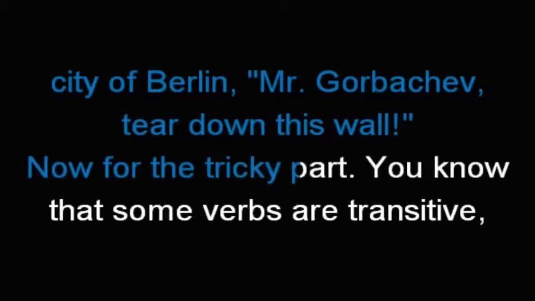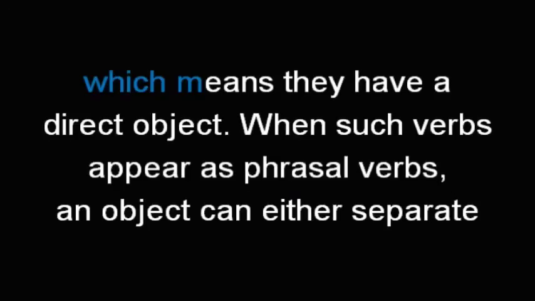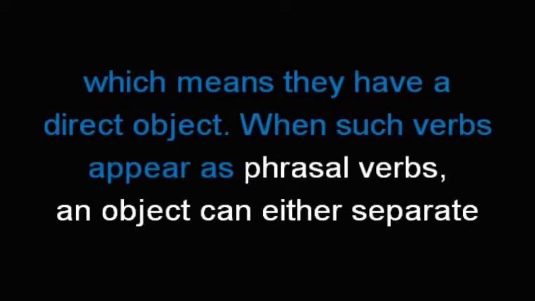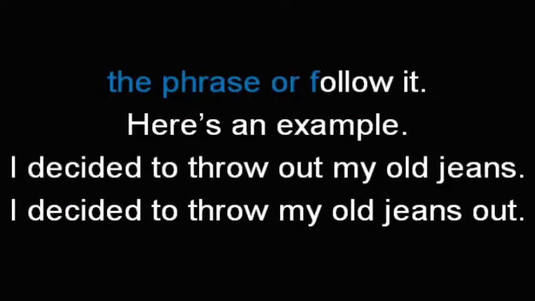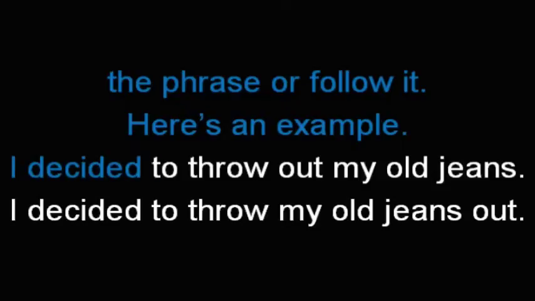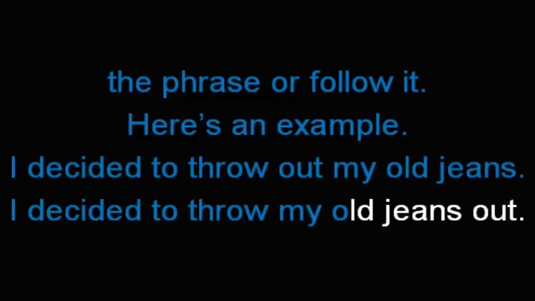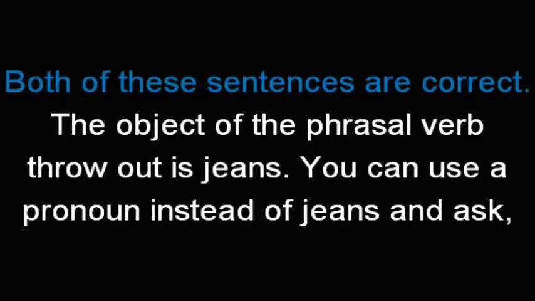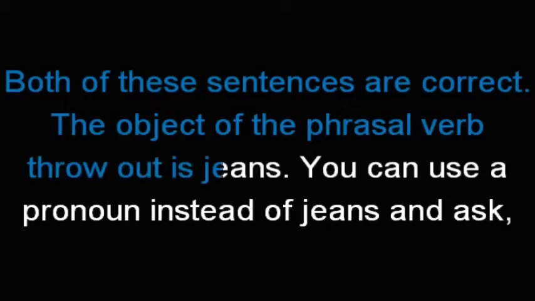Now for the tricky part. You know that some verbs are transitive, which means they have a direct object. When such verbs appear as phrasal verbs, an object can either separate the phrase or follow it. Here's an example. I decided to throw out my old jeans. I decided to throw my old jeans out. Both of these sentences are correct. The object of the phrasal verb throw out is jeans.